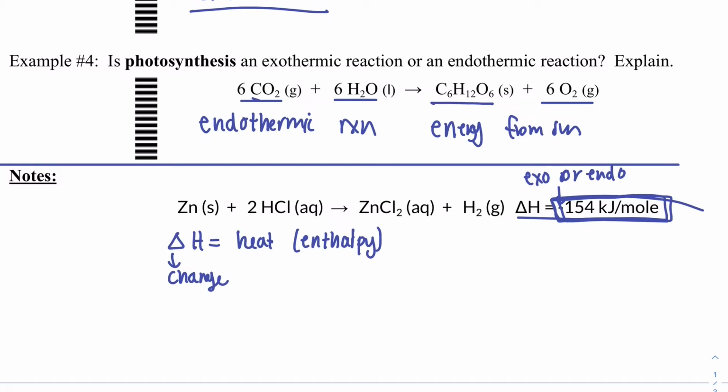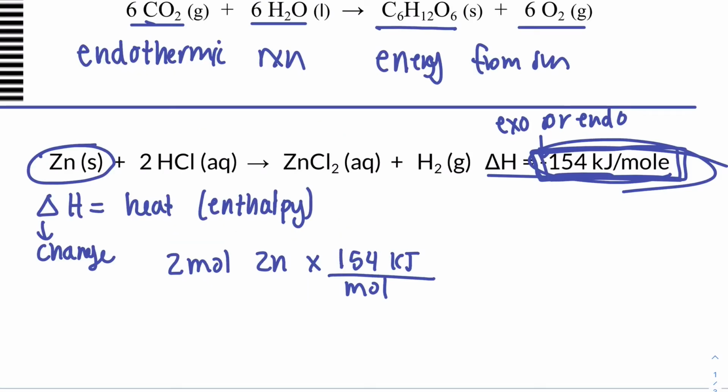So for instance, let's say you had zinc, and you didn't have 1 mole of zinc, which would produce 154 kilojoules of energy. Instead, you had 2 moles of zinc. You can use this number as a conversion factor. You can multiply this number by 2. 2 moles of zinc will produce 308 kilojoules of energy.